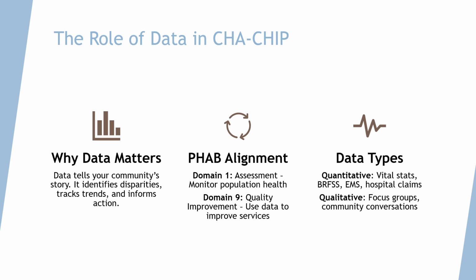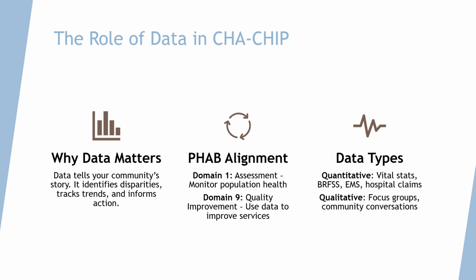Data is foundational to the entire CHA-CHIP process. It ensures our public health work is grounded in evidence rather than assumptions. It guides our understanding of community needs, sharpens our priorities, and gives us the ability to measure progress over time. In the community health assessment, data helps us answer essential questions. What are the health outcomes in our community? Who's most affected? Where? What are the underlying causes of these outcomes? In the Community Health Improvement Plan, data is used to develop goals, set benchmarks, and evaluate whether strategies are working. Without data, we can't justify our priorities or track the impact of our work.